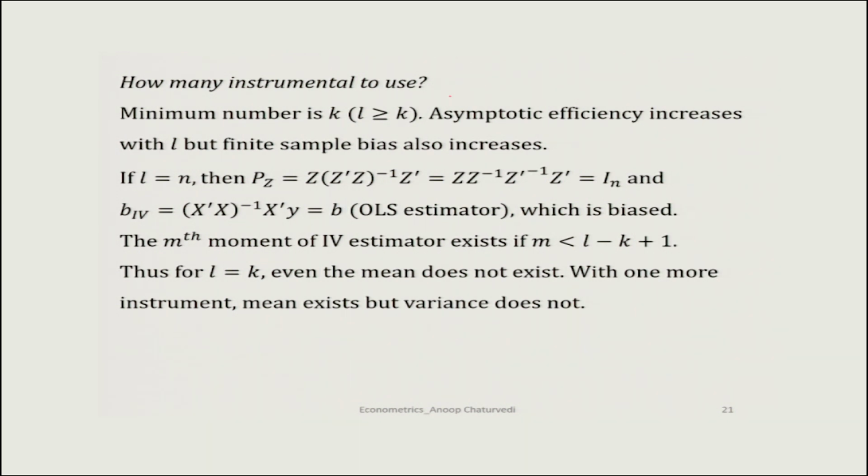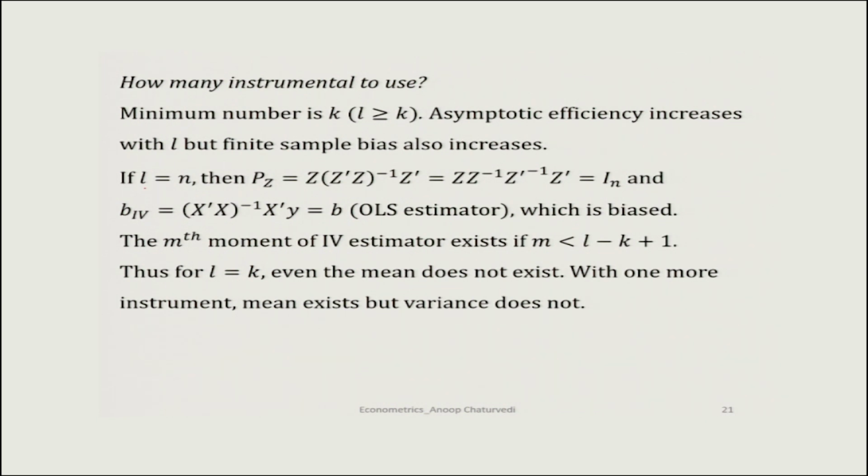Then how many instrumental variables should we use? The minimum number is k, so L should be greater than or equal to k. Then the asymptotic efficiency increases with L, but the finite sample bias also increases.